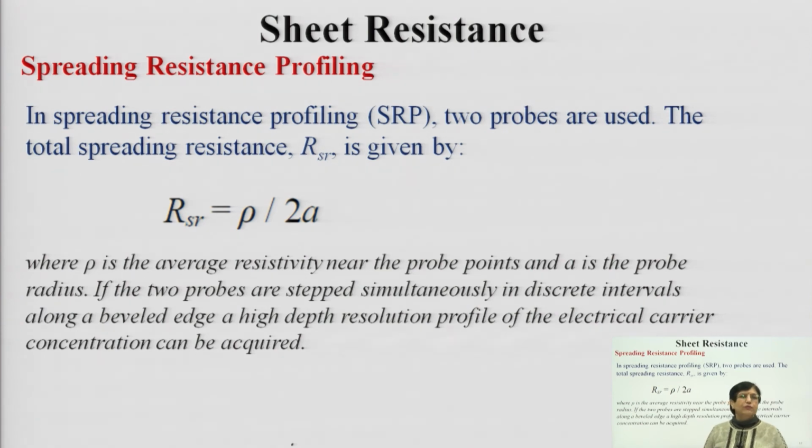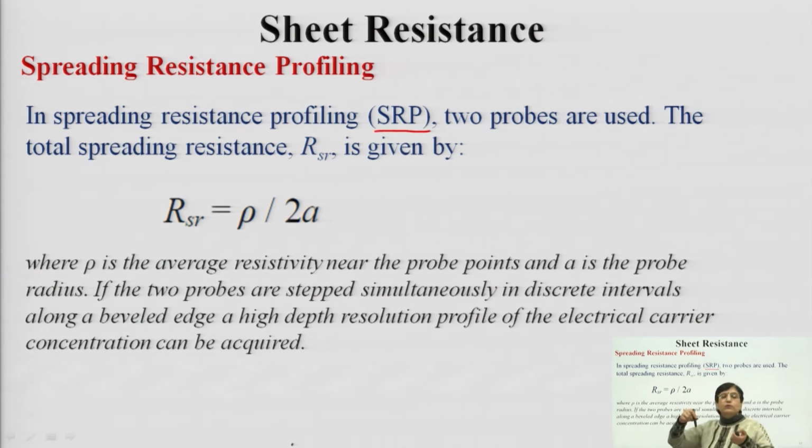spreading resistance profiling. Now, spreading resistance profiling is basically, in addition to sheet resistance, a property you measure. It is a position-dependent property. Depending upon the position you will get this; it is basically the resistivity, which is position dependent. And in this particular technique we will be measuring the spreading resistance profile.